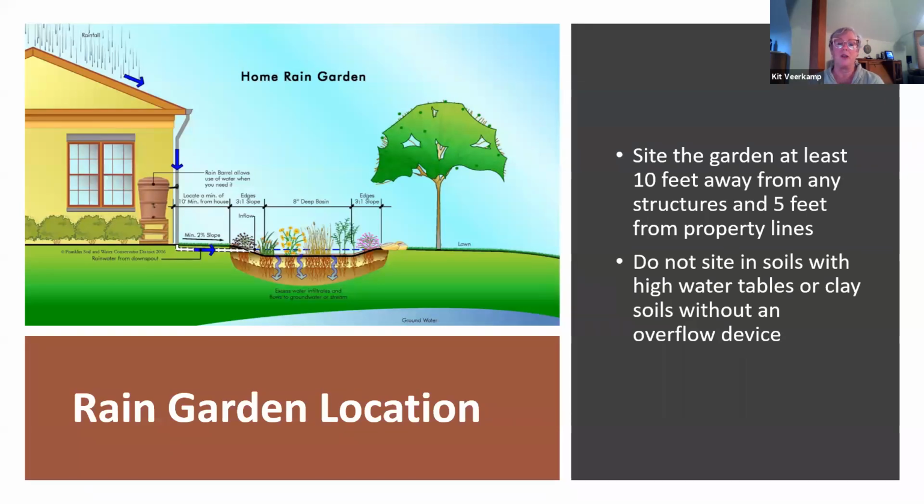You want to make sure, if you're going to do a rain garden, that you keep it at least 10 feet away from structures. You don't want to be encouraging issues with your foundation. I would probably put it at least 20 feet away, but keeping it away from your property line so that it doesn't affect your neighbors. And then if you have a high water table, you need to be mindful of that and not locate it there either.